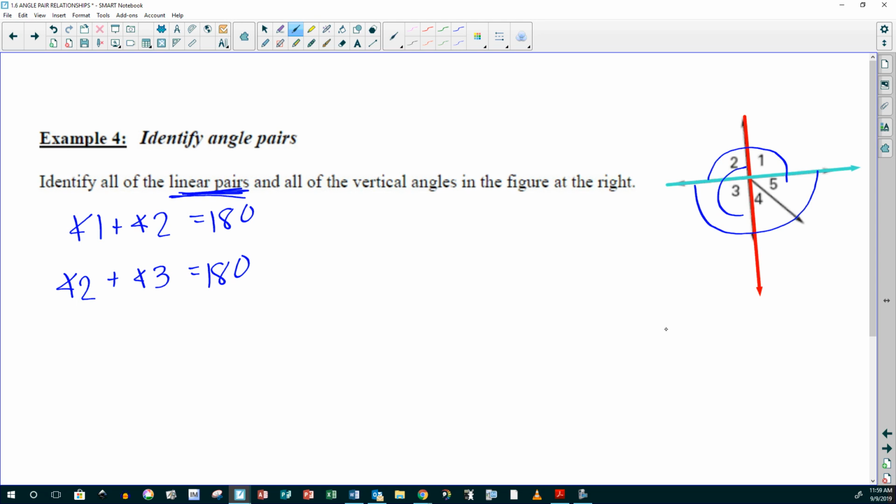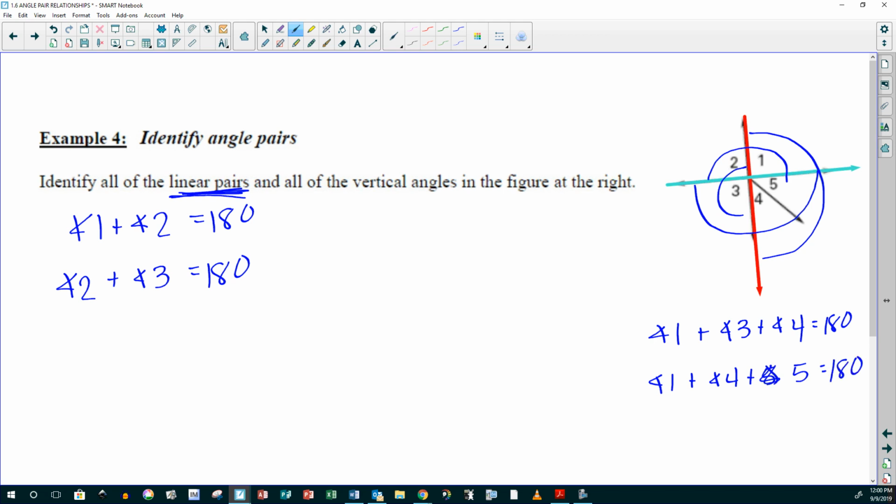Does that make sense? So like I said, 1 plus 3 plus 4 equals 180. And I could also do the same thing going this way. Angle 1 plus angle 4 plus angle 5 equals 180. Even though they're not a pair, all three of them together make 180.